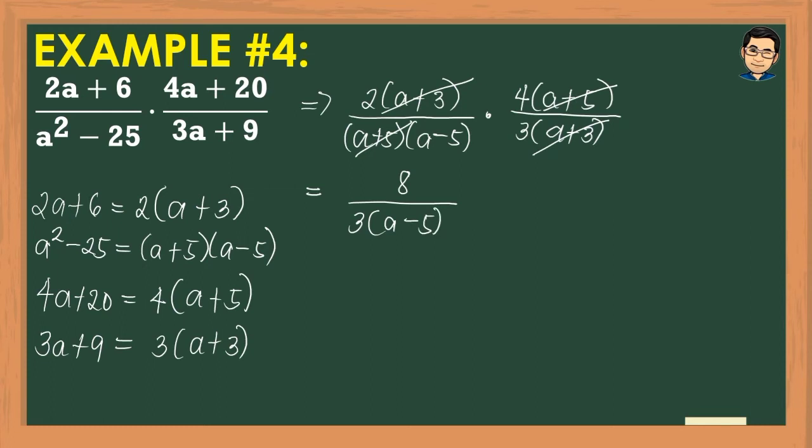So, wala po tayong iiwan na nakaparenthesis. Lahat po, kailangan po nating i-multiply. So, that is 8 all over, yung 3, i-distribute natin sa a minus 5. That is 3 times a, 3a. 3 times negative 5, that is negative 15. So, our final answer is 8 all over 3a minus 15.